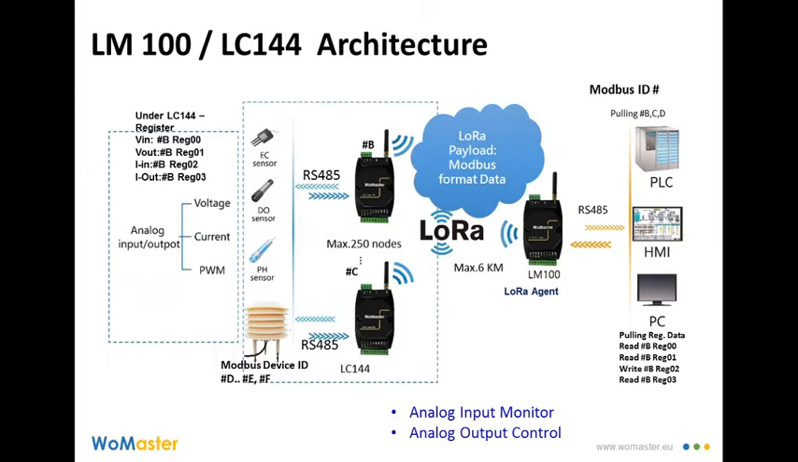For the LM100 and the LC144 architecture, as you can see, cable replacement is suitable for this kind of concept. Depending on the interface of the connected devices, users can choose three ways to connect to the LC144 by analog input and/or output: voltage, current, PWM, plus the modulation.